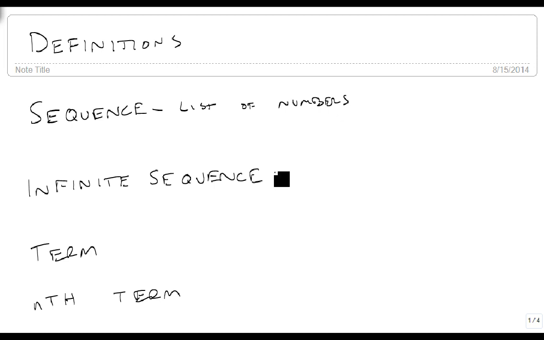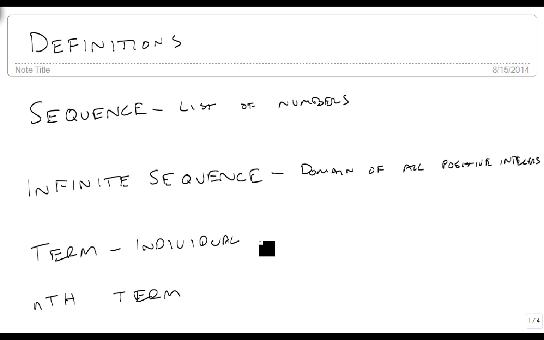And an infinite sequence is a sequence that has a domain of all positive integers. So that when we talk about the first entry, the second entry, the third entry, it goes on and on and on forever. A term is an individual element of the list. And we usually denote it as a sub i, where the i says which term.